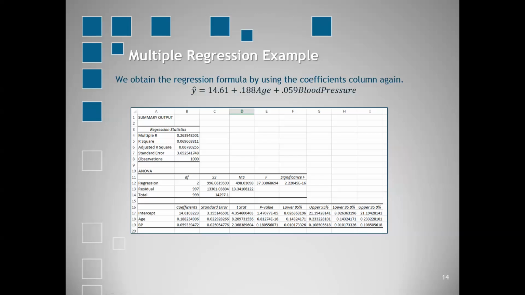Finally, how good of a job does our model do of predicting length of stay? We look at our R-squared box in the first box, and we find a value of 6.97%. So we see that our total model only predicts about 7% of the length of stay. So again, although our model does statistically predict the length of hospital stay, it doesn't really do a good job of that prediction.